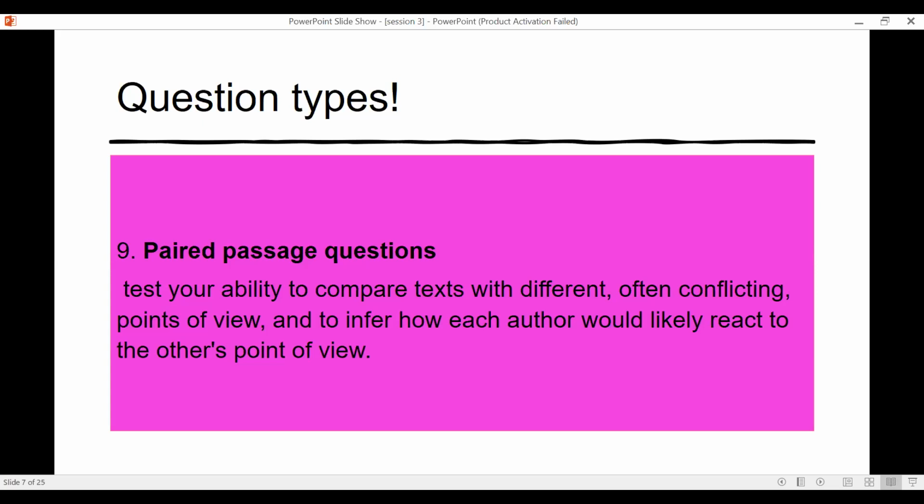They'll be located at the very end of the questions. If you're dealing with two passages, they're going to test your ability to compare texts with different, often conflicting points of view, and to infer how each author would likely react to the other's point of view. So you will have these questions only with the paired passages. And they are located where? They are located at the end. The last three questions, maybe the last three or four questions at the end of the paired passages.